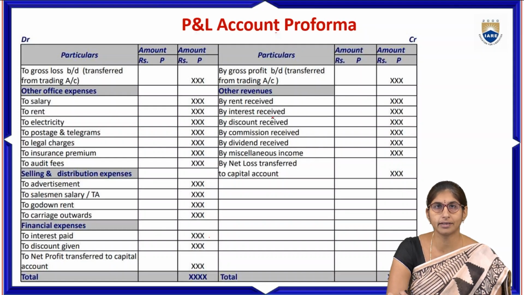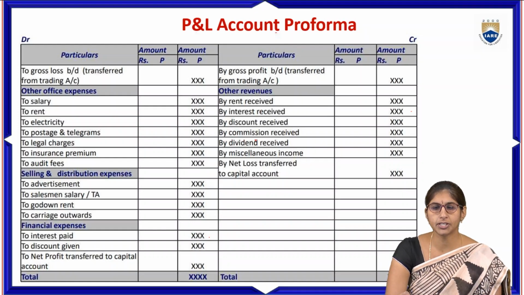And next one is by interest received. We may offer loans to others, and for that we may receive some amount of interest. So that is also regular income, and we are going to record it on the credit side of the profit and loss account. And by discount received: as we offer discounts to our customers, it is a loss, and we also get discounts from our vendors. So that discount received is a gain for us. It is a credit side item according to the nominal rule.